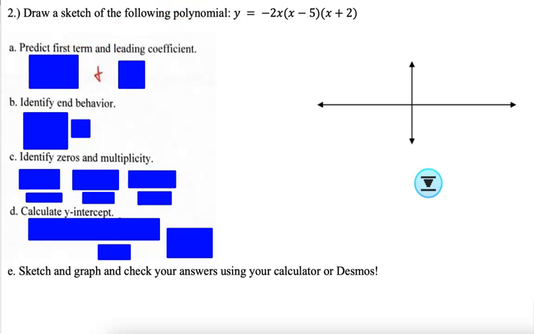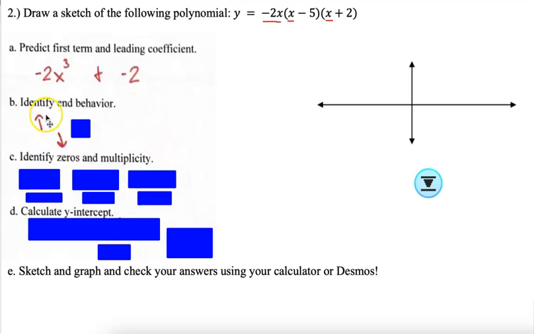So first step is to predict the leading coefficient. So my leading coefficients are negative 2, a 1, and a 1. And so 1 times 1 times negative 2 would be negative 2. And then I've got 3 x's, so x cubed. My leading coefficient, the number in front, would be negative 2. Now that leading coefficient is going to tell me which way my graph is starting and ending. So if it is negative, it's going to start up high and end down low. So my arrow will start up high, and then on the right side it will end down low because it is negative.